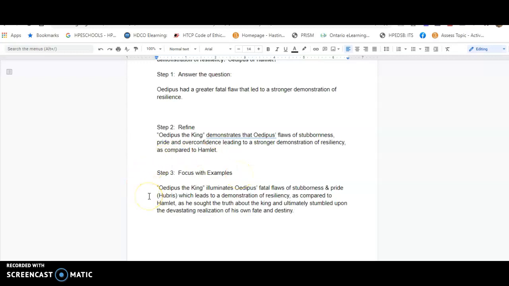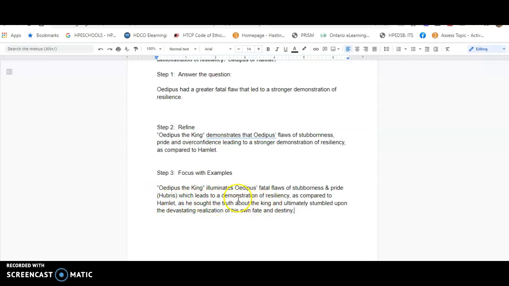That's how I came up with this third and what I would consider the last one. There's actually a 4th step, but I feel pretty confident in this statement that it includes everything and that it answers the question. My final step and thesis statement that I will possibly use is: Oedipus the King illuminates, I changed that word, illuminates Oedipus's fatal flaws of stubbornness and pride, which is also known as hubris, which leads to a demonstration of resiliency as compared to Hamlet, as he sought the truth about the king and ultimately stumbled upon the devastating realization of his own fate and destiny.